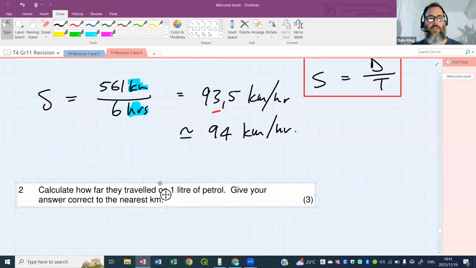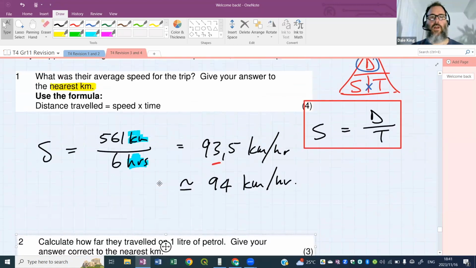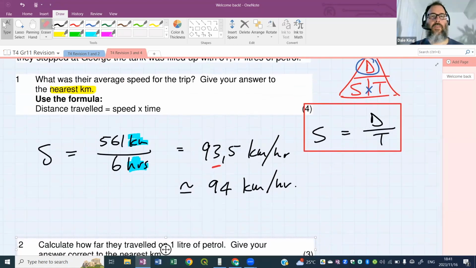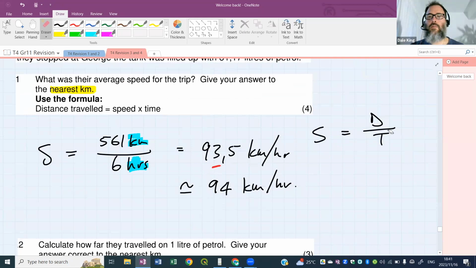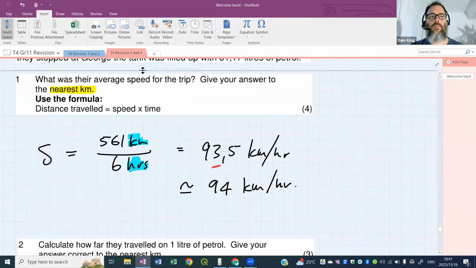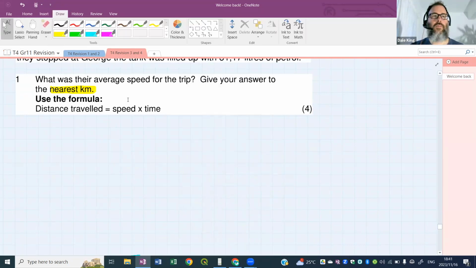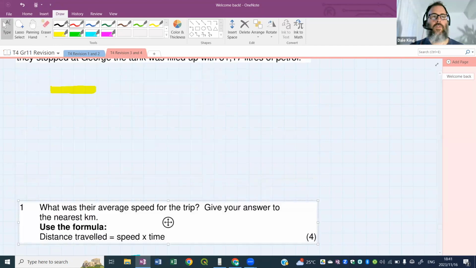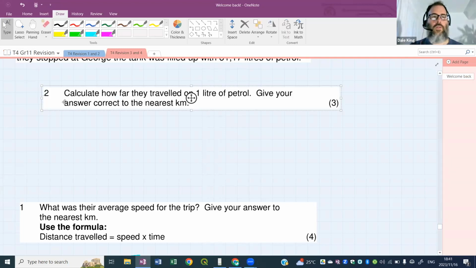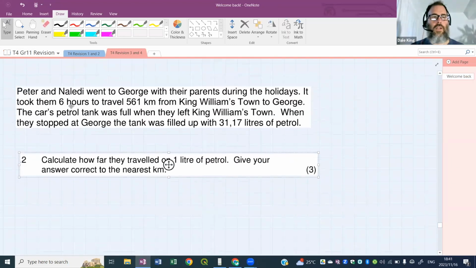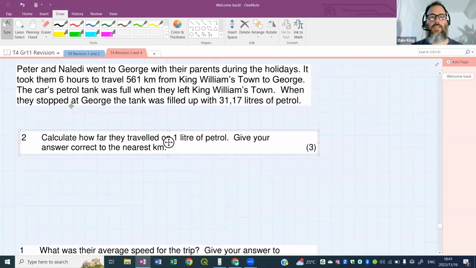Now, I'm going to bring this up. I'm going to erase all this and make space to squeeze this in over here. There's the question, Question 2. Calculate how far they traveled on 1 liter of petrol. Give your answer to the nearest kilometer.